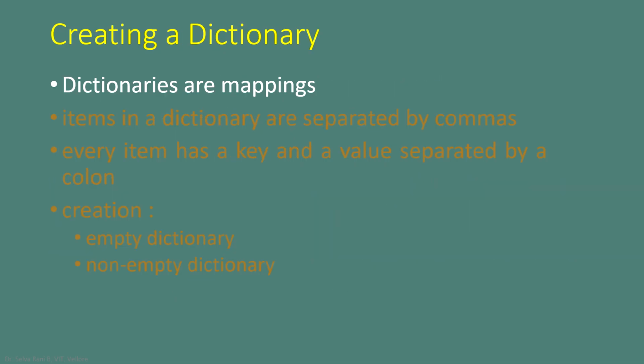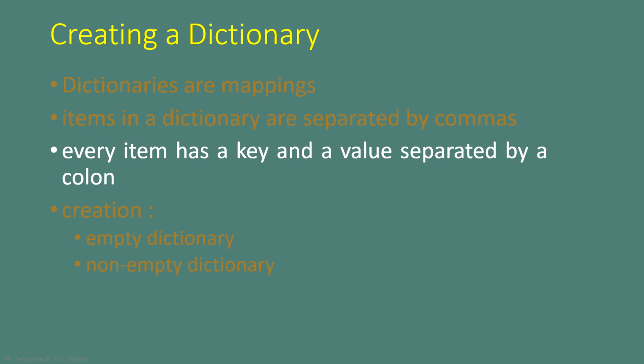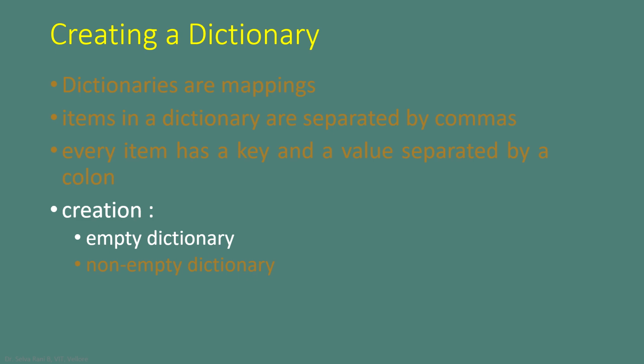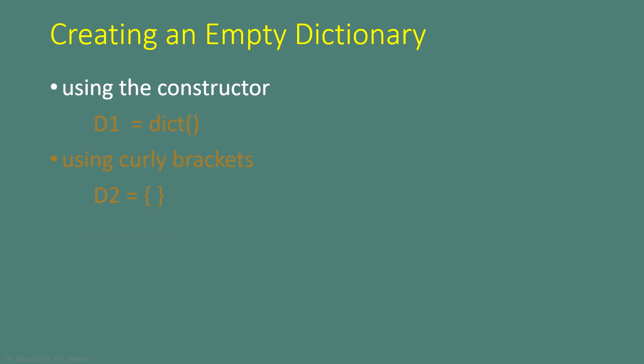Now let's see how to create a dictionary. Dictionaries are mappings, and all the items in the dictionaries are separated by commas. And we also know that every item has a key as well as a value separated by colon. So we have to be cautious while creating a dictionary. We can create empty dictionary without any elements, and we can create non-empty dictionary with elements in it.